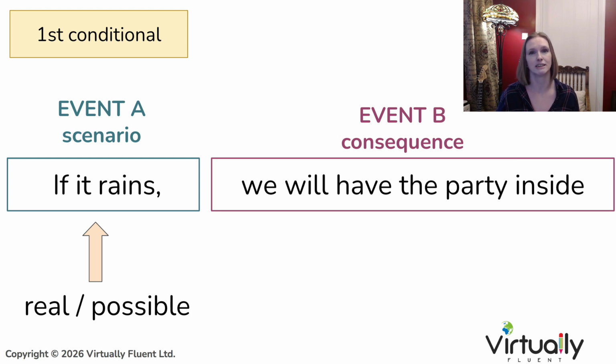It's really important that we're only focusing on the probability of the scenario, not the consequence. So in this particular example, our scenario is the rain. How likely is it that it's going to rain? How likely is this scenario, event A? In the first conditional, it's really important that this event A, this scenario, is highly likely. It's a genuine possibility. It's very real. In this example, that it could rain. The consequence is just there to tell us what happens if this highly likely event does happen. If it does rain, then we will have the party inside.